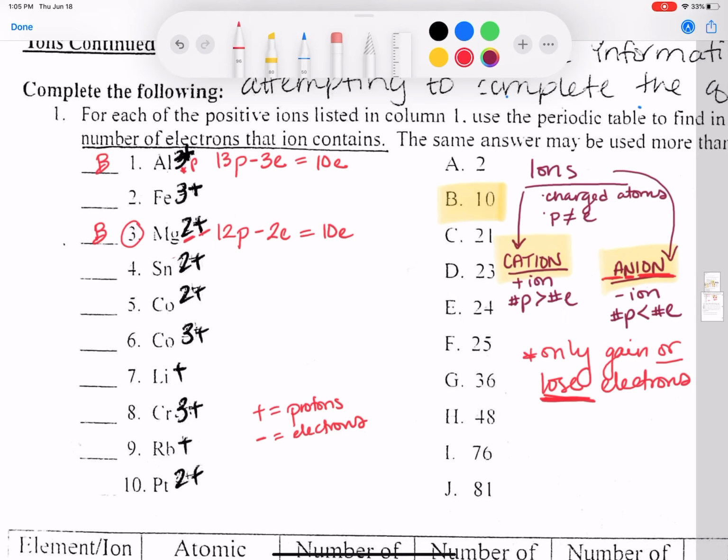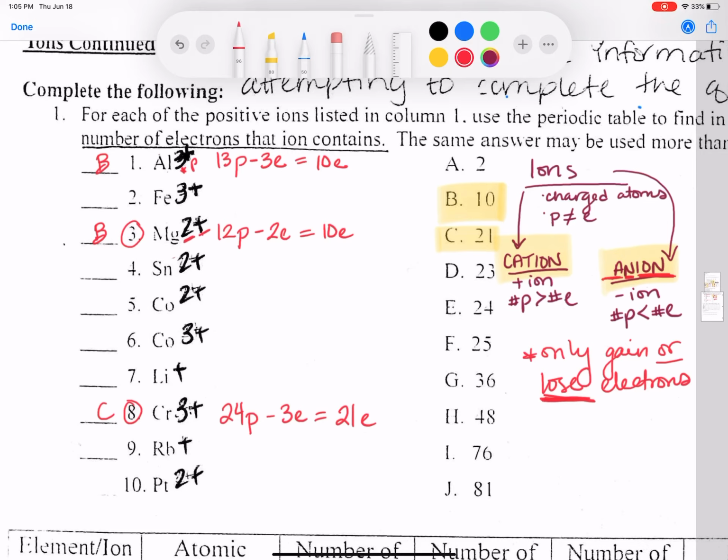If I look at number 8, chromium 3+. Chromium is number 24 on the periodic table, so it will always have 24 protons. We have a 3+ charge. How did we end up getting 3 more protons? We lost 3 electrons. So I'm going to do 24 minus 3 electrons, which leaves me with 21 electrons, and that is answer option C. If you notice, all of these are cations.